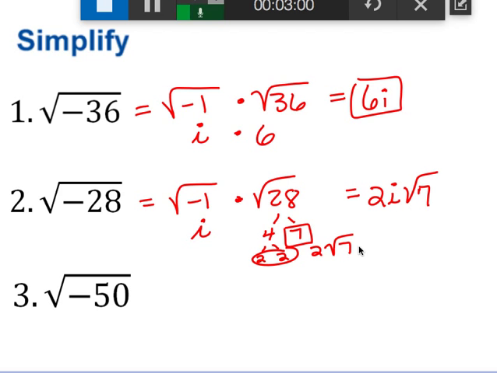So based on that, go ahead and press pause, Ms. Henley, and let the students see if they can do number 3 on their own.